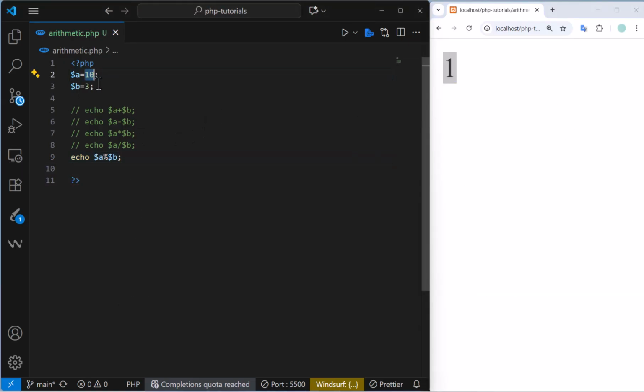If I increase it, for example, to 13, I will get 1 again. But if I change this to 9, now we should get 0 because 9 can be divided by 3 fully. So there is no remaining amount. But if you divide 10 by 3, you have only 1 as a remainder.